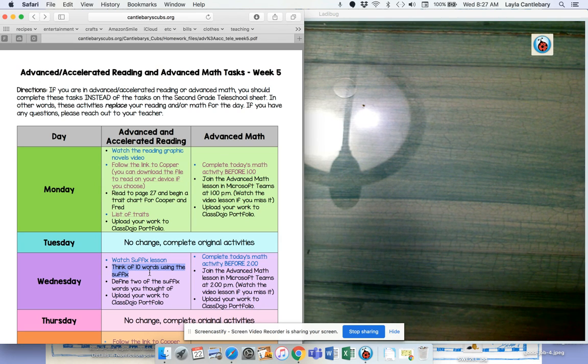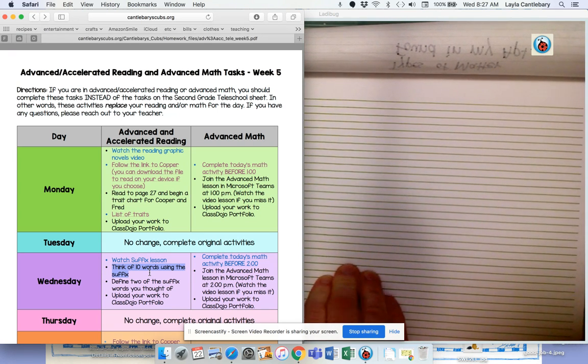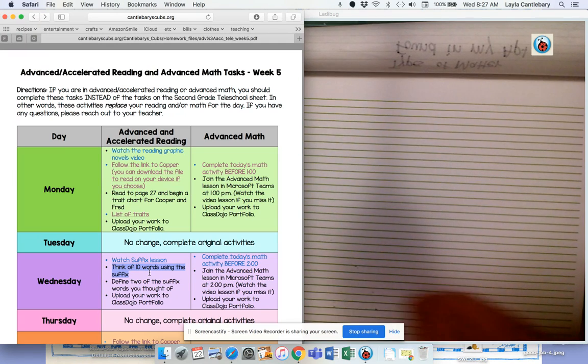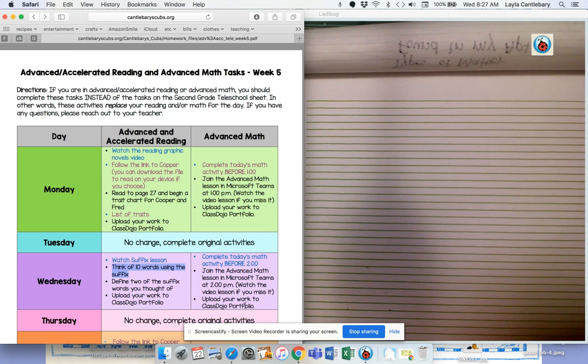And then after you think of 10 words, sorry, Miss Kimberly's getting your paper. After you think of 10 words that use the suffix, then you're going to choose 2, and you're going to write the definition of those 2. But do not use the ones that Miss Candleberry uses in the video. All right? All right, and for my advanced math kids, you're going to click on this link.